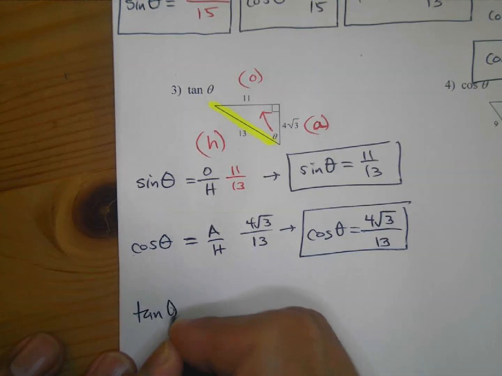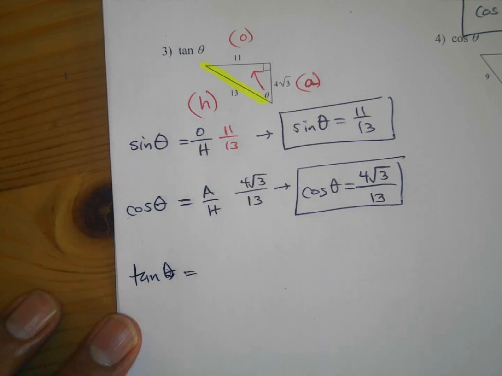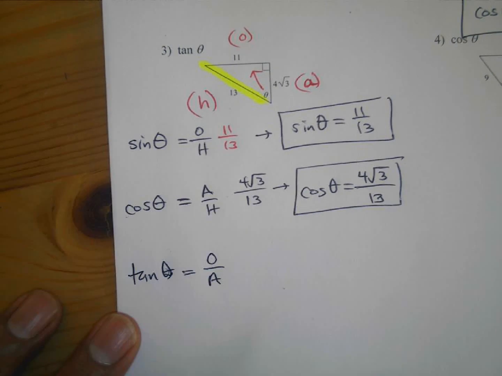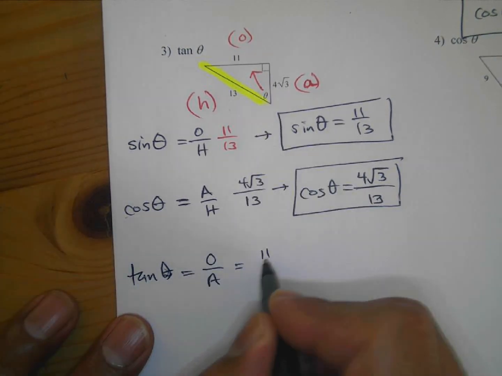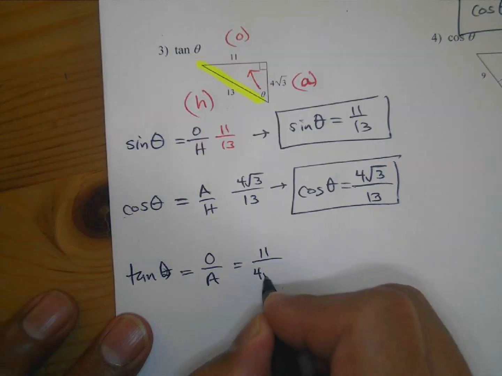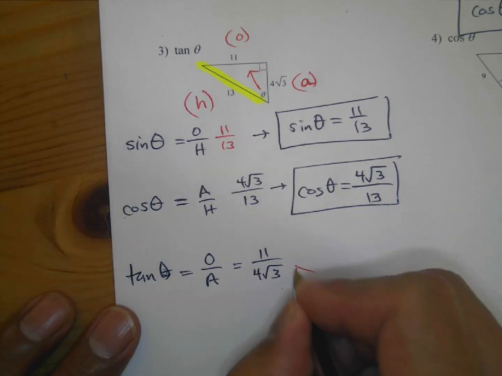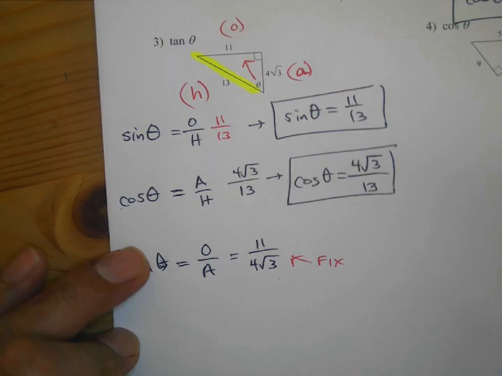Here's the one that is going to have some extra work required. Tangent is TOA. Starts with a T and it's OA, TOA. O is the opposite side, which is 11, and here it is. The A, which is the 4 root 3, is in the denominator. See, that's the one we have to fix. You cannot have the square root in the denominator.